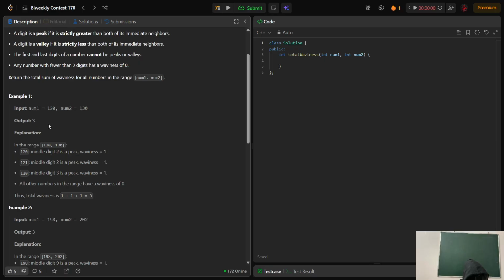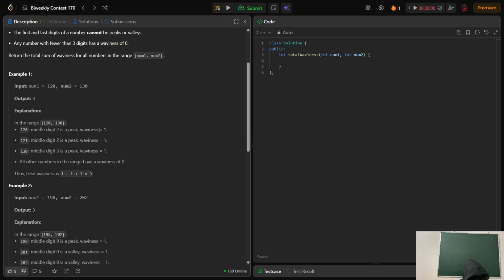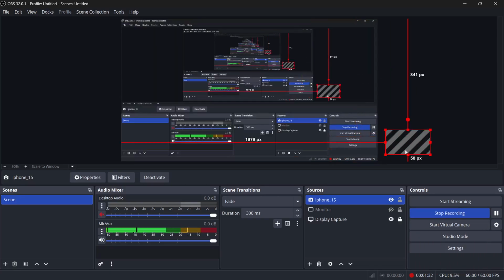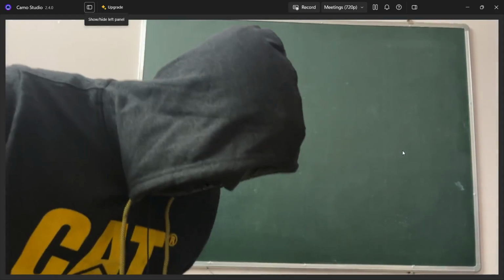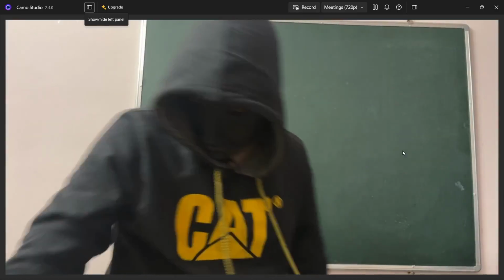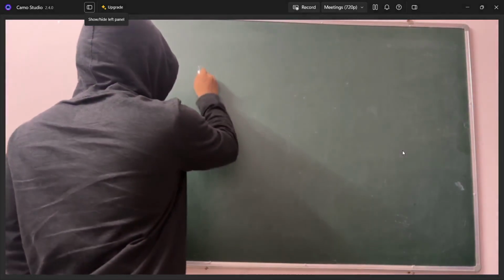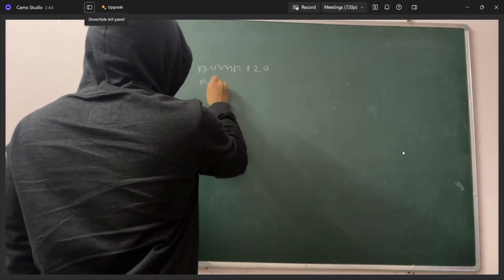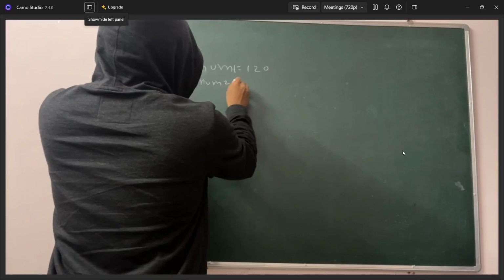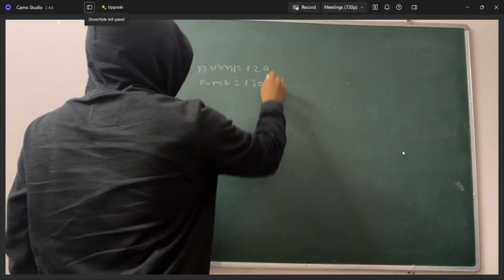So got it. We have multiple test cases, but let's take the first test case. We have numbers from 120 to 130, with num1 as 120 and num2 as 130.